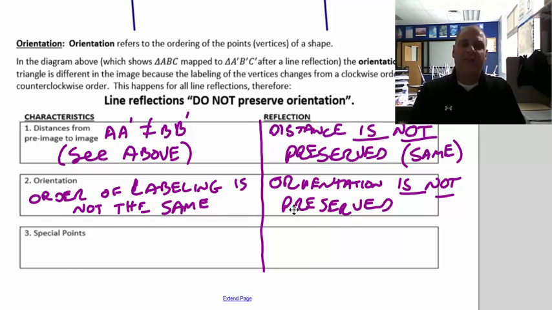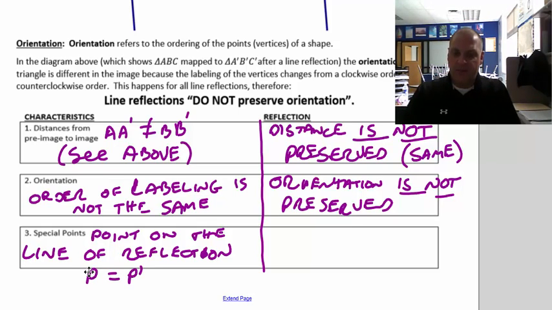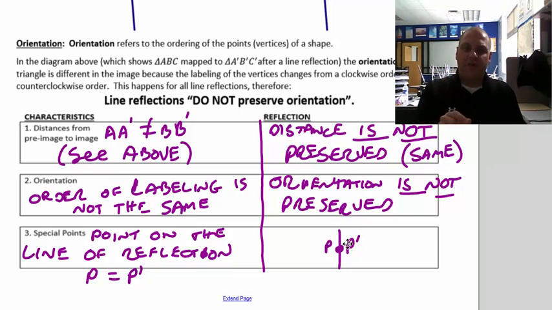All right, and then we're looking for any special points on a reflection. Well, special point would be that point on the line of reflection. Point on the line of reflection, P equals P prime. They're the exact same. So I'm just going to draw a picture here. If you have a point that's on the line of reflection, it doesn't move. It stays where it is when you reflect.